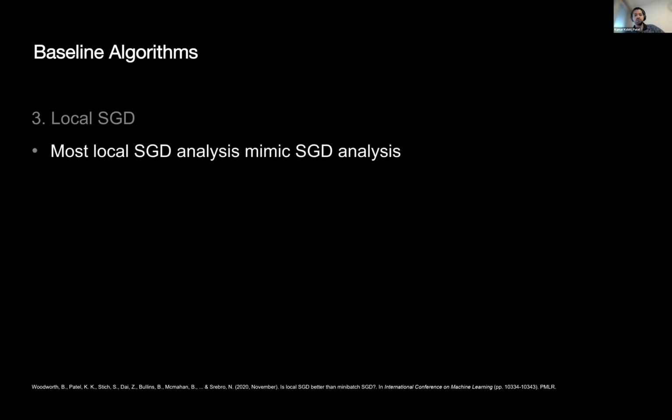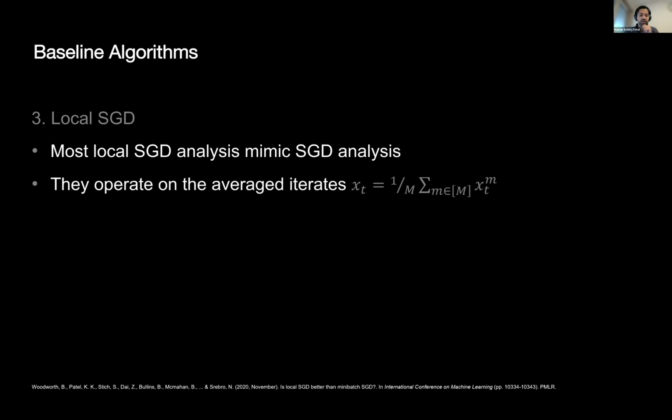And most local SGD analyses actually mimic simple SGD analysis, but now they operate on the average iterates. To define an SGD analysis, you have to define a stochastic sequence of points. And now instead of looking at the machine-specific points, most local SGD analyses look at the average iterates. Now these average iterates are physically only computed when you have a communication round, but you can still do an analysis on them because this quantity is theoretically always defined, right?